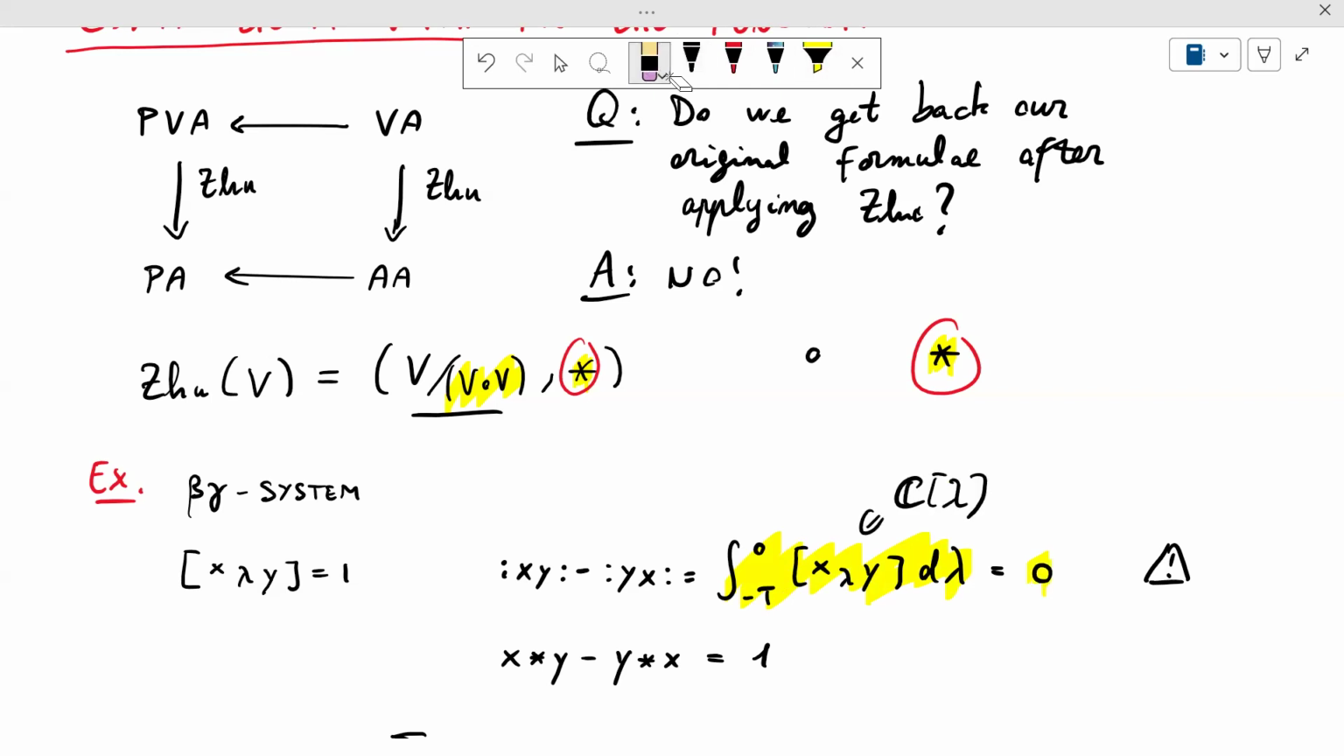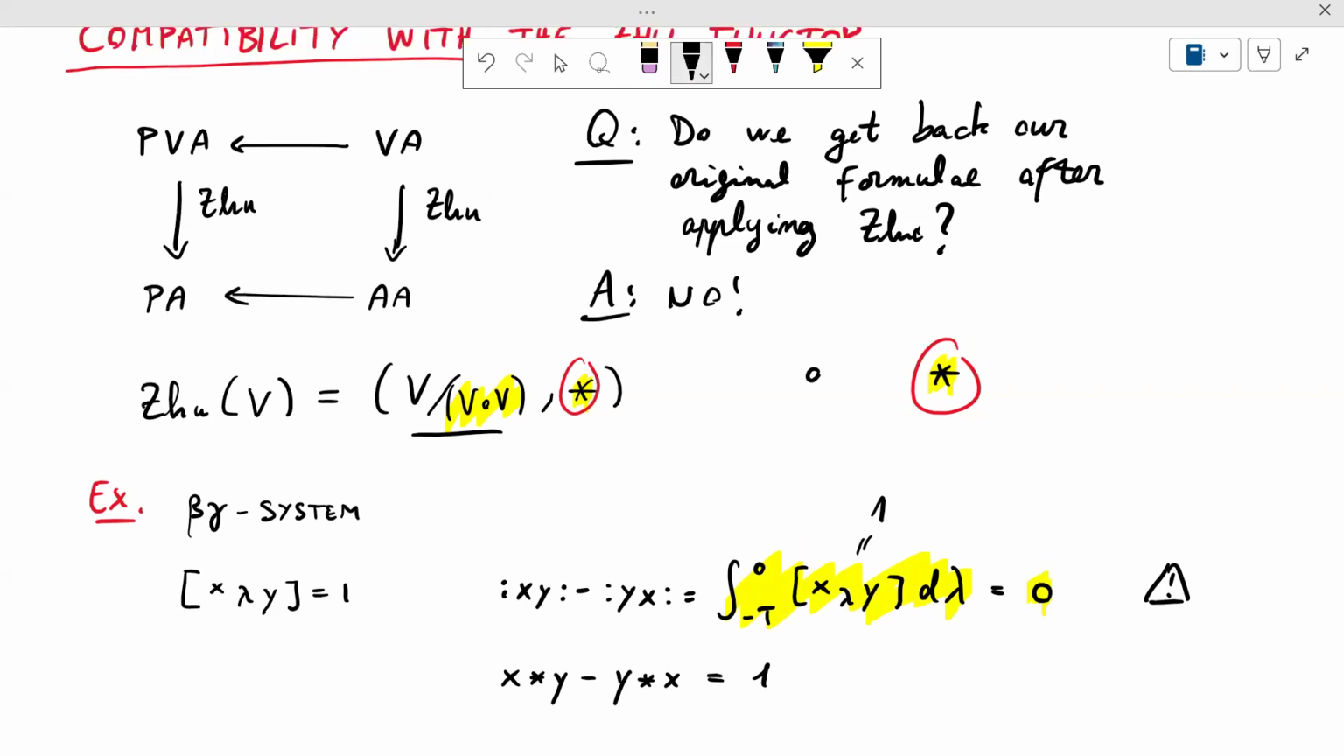Well, it's actually 1. So if this was in any way the product related to the Zhu algebra, we'd get a commutative algebra. But we know we get the Weyl algebra, so that's not what we want. While if one uses this asterisk product instead, one gets back 1, as one would expect.